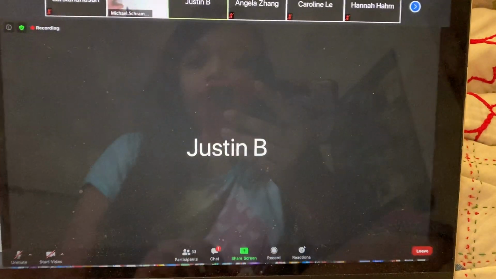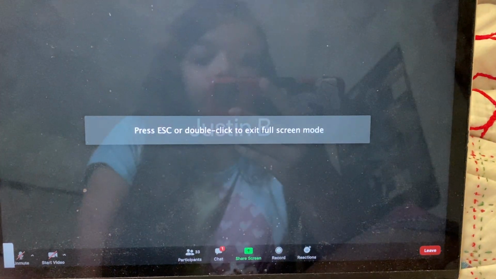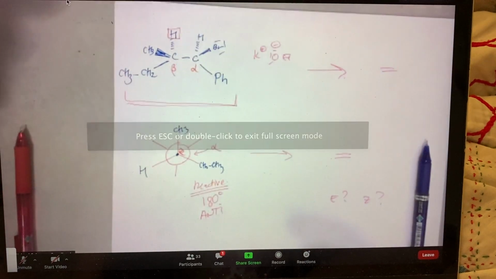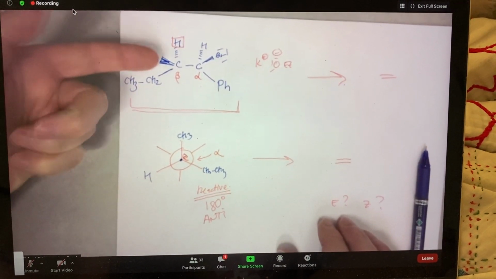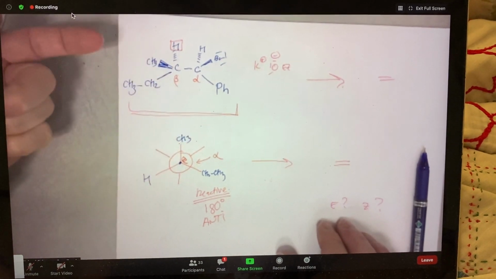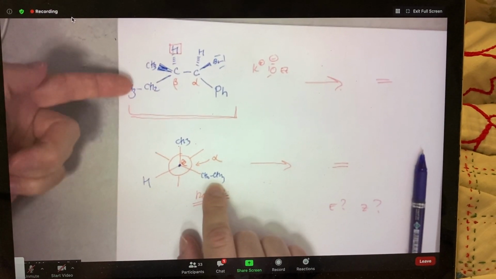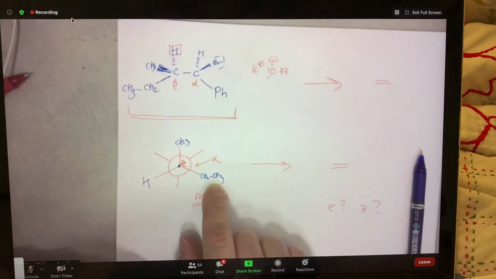Yep. Okay. Let me see if this makes sense. Yeah, I think this makes sense. So, looking down here, this is what Justin's imagining seeing. If he's looking down this particular bond, the methyl group is up here, and then if you go a little bit down at the right, you get to the ethyl group. You keep going here, you get to this hydrogen. Okay, that works for me.